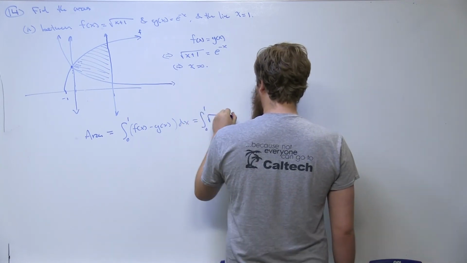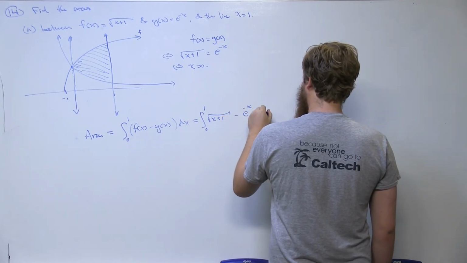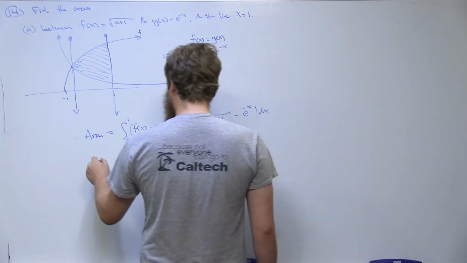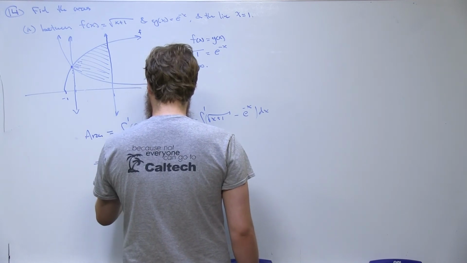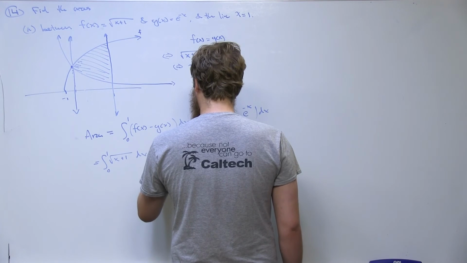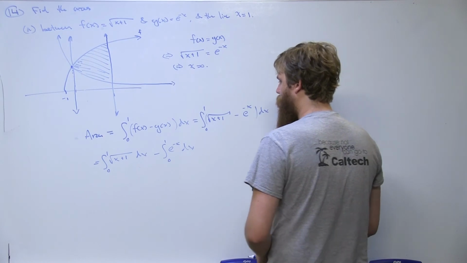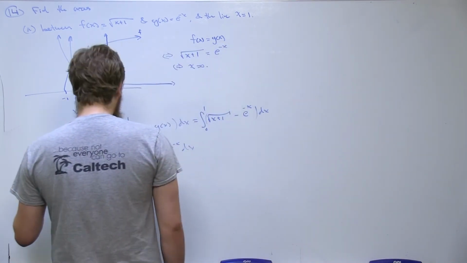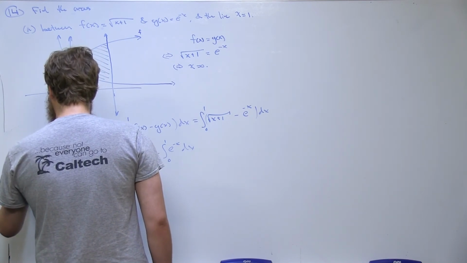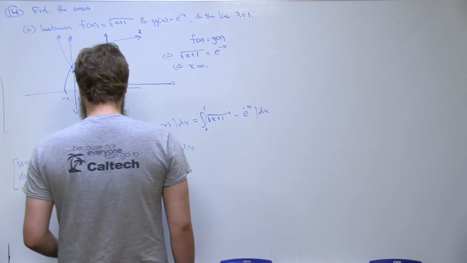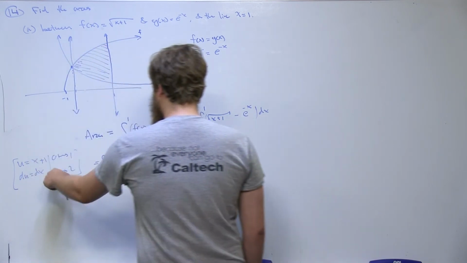F of x is the square root of x plus 1. G of x is e to the minus x. We can handle each of those separately. This guy will benefit from a little substitution if you don't see it already. Letting z, or we've used z the last few times, let's use u equals x plus 1. du is still just dx. My limits change from 0 goes to 1, 1 goes to 2. So that's my substitution that I'm going to employ here.